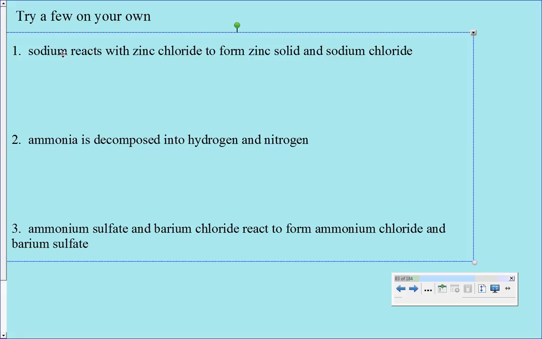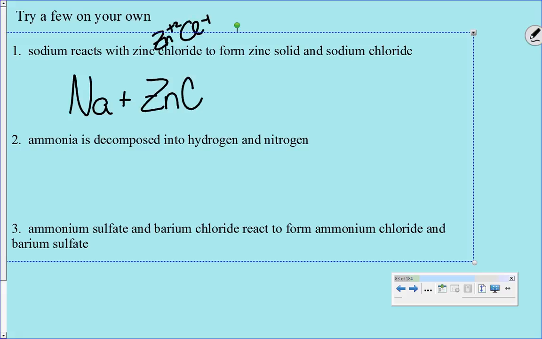So for the first one, we have regular sodium reacting with, so it's just the sodium, nothing else, reacts with this plus sign. Zinc chloride, Zn is +2, Cl -1, so that's ZnCl2. To form zinc solid, which is just regular zinc, and sodium chloride, Na +1, Cl -1.